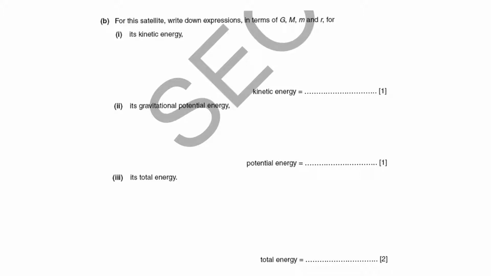Now next, for the kinetic energy, you remember the formula for kinetic energy is half mv squared. So you substitute the v from just now, which you remember was square root of GM over r. So when you square it, you get GM over r. So you will get GM over 2r. So that's your answer.